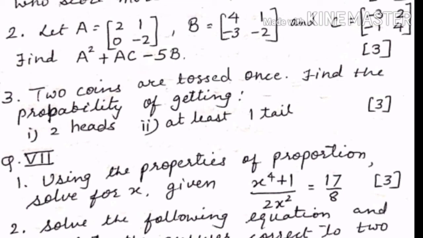And at least 1 tail means there is at least 1. So 3 chances are there: HT, TH and TT. In all of them at least 1 tail is there. Okay. The next is question number 7.